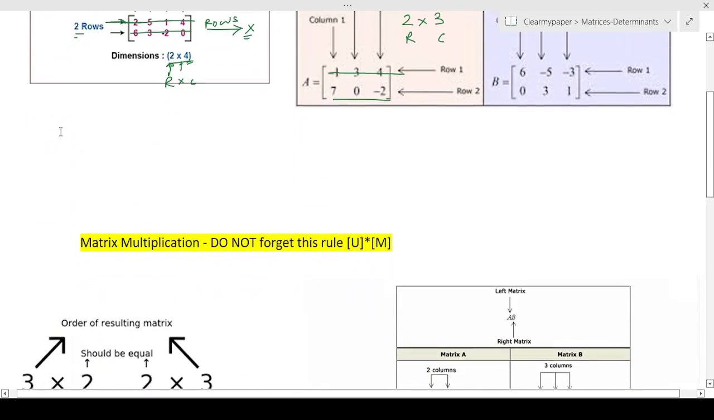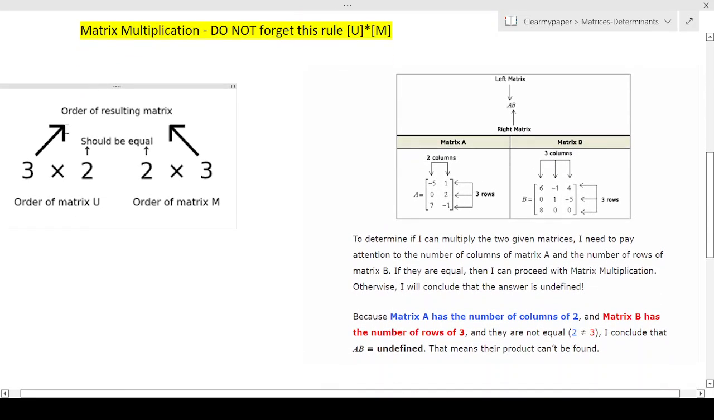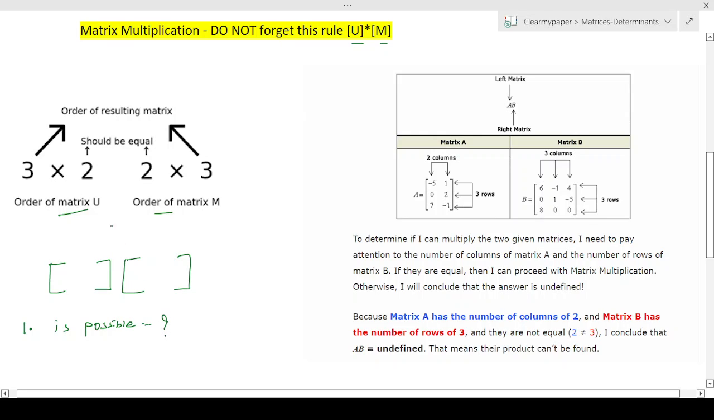Okay, the next thing is a recap of what we already did in terms of matrix multiplication. Whenever you're trying to multiply two matrices, there's one matrix and there's another matrix, say U and M. The first check is whether the multiplication is possible. Is it even defined? What does that mean? You write the order of each of these matrices. The left one is U and M is the right matrix.